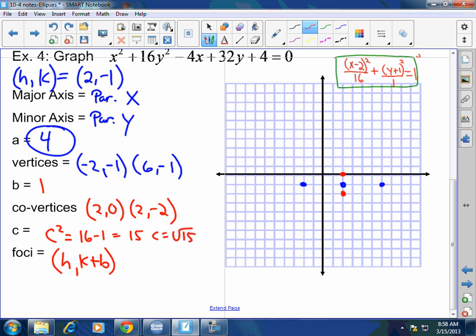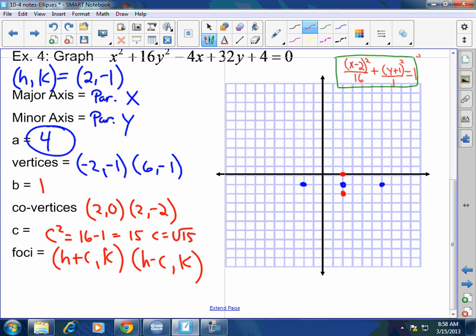No, man, that's the vertex. Duh. I was right the first time. h plus c, comma k, and h minus c, comma k. I went from giving you guys 3 different formulas to only having to use 1 formula. It's not bad, right? It's not bad at all.